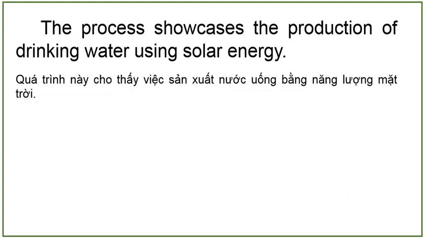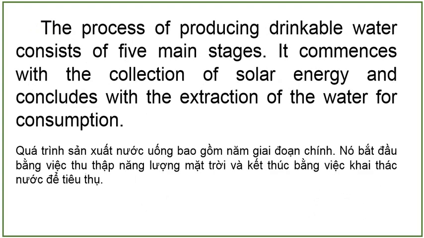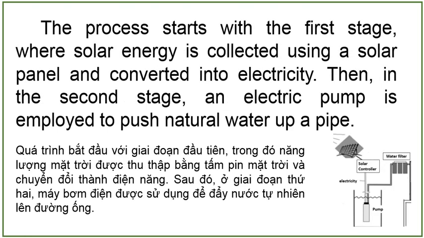The process showcases the production of drinking water using solar energy. The process of producing drinkable water consists of 5 main stages. It commences with the collection of solar energy and concludes with the extraction of the water for consumption. The process starts with the first stage, where solar energy is collected using a solar panel and converted into electricity.